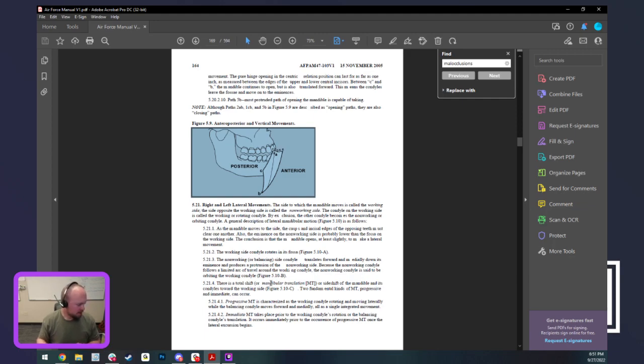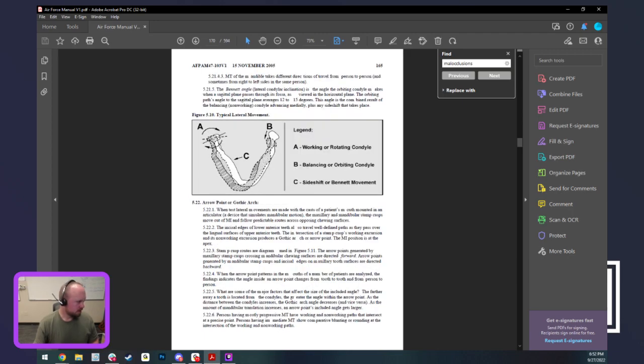Immediate MT takes place prior to the working condyle's rotation or the balancing condyle. So everything from the moment of center all the way to the left, that's immediate MT, and progressive MT is when you're all the way there. So this is your movement. So this would be the working condyle. That's the same thing they're doing here, looking top down. Here's your working side. This is your non-working side, and there's your shift.